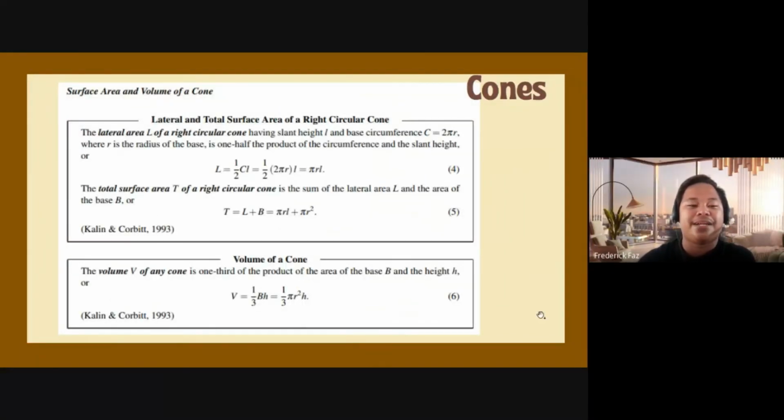For the formula of the lateral area, we have 1/2 times the circumference of the circle or the base times the slant height. Or we have here pi RL po. For the total surface area, we have the lateral area plus the area of the base. So we have pi RL plus pi R squared. For the volume, we have 1/3 area of the base times the height. Or we have 1/3 pi R squared H rather.